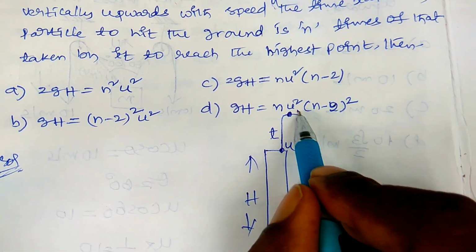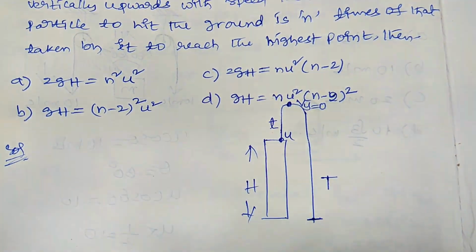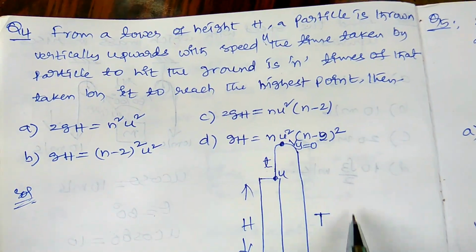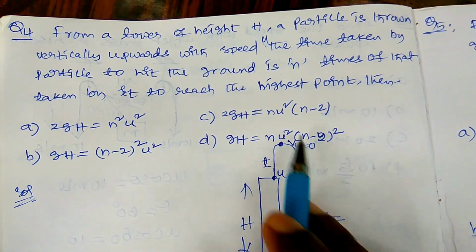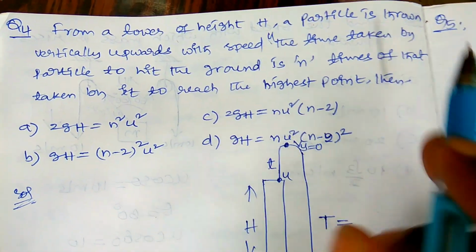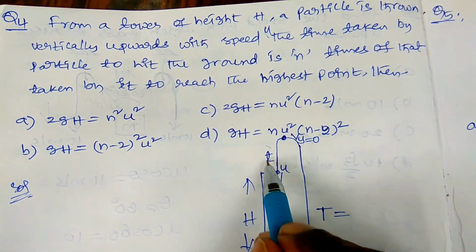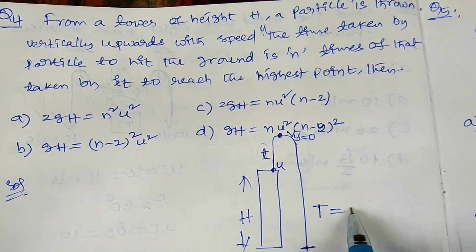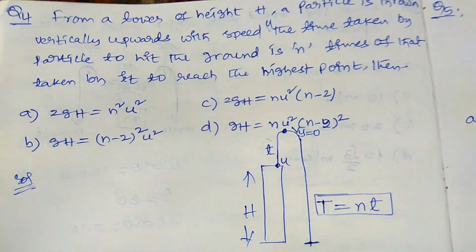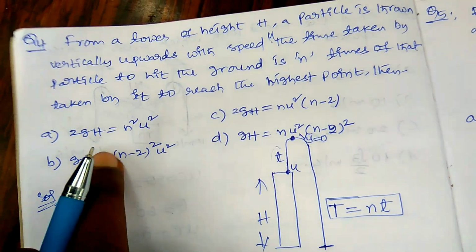Here the velocity at the maximum height point is Vy equal to 0. And then here there is a hint: the time taken by the particle to hit the ground, capital T, is equal to n times that taken by it to reach the highest point. So n times the time taken to reach the highest point is the time to reach the ground point. How much time is taken to reach the highest point? The small t. So this is the hint we have from the given data. Now let's see how it can be derived.